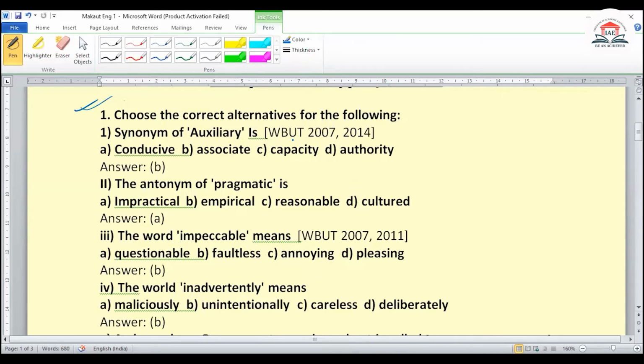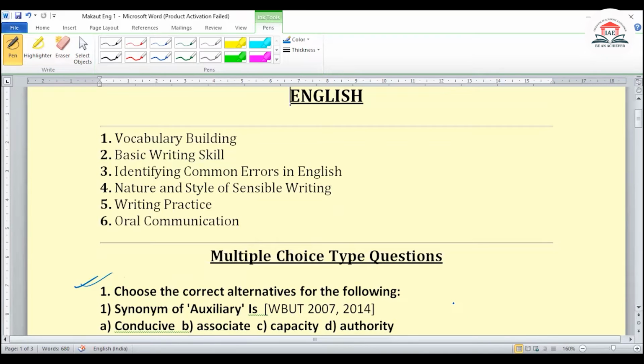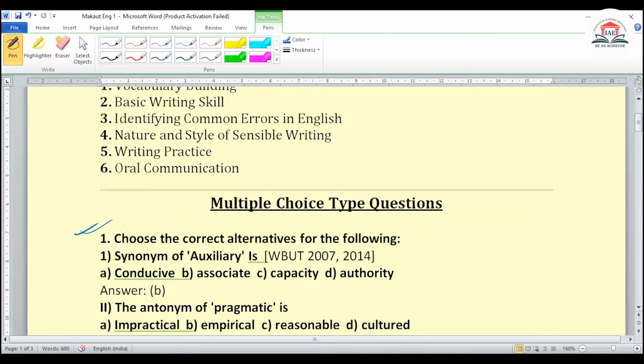Synonym of auxiliary: conducive, associate, capacity, authority. Quick, quick, very quick. Shomojit, Shreya, Sir, Ananda. Answers are provided here. Oh. Sir, please, the question number 4. Is it correct? Okay, come. Okay, fine, authority. Associate must be the answer. Okay, come step by step. Have you already seen all the answers? Oh, Baba. Okay. So pragmatic means very much practical, right?